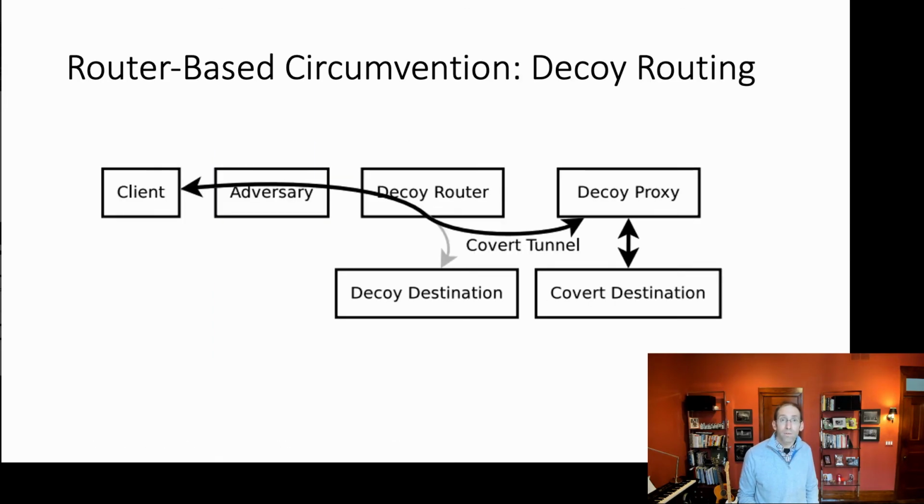Another way that circumvention can be implemented technically is in the internet infrastructure itself, or the internet routing infrastructure. This is commonly called decoy routing, and we'll look at a couple of different systems that implement this in a later module in the course. But the typical way that these systems work is to instrument a router somewhere in the middle of the internet called a decoy router that effectively deflects the traffic from the observed destination, the one that the adversary can see, to the destination where the client actually intends the traffic to go.